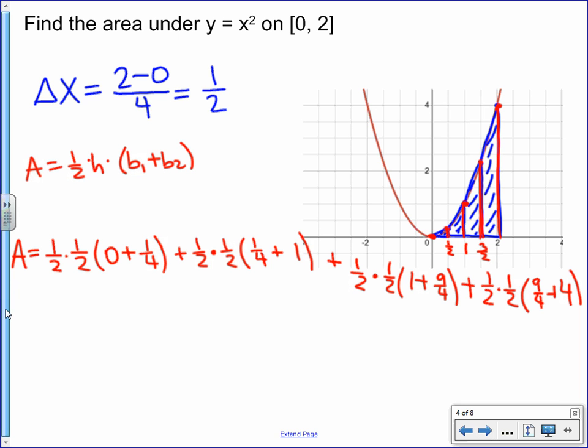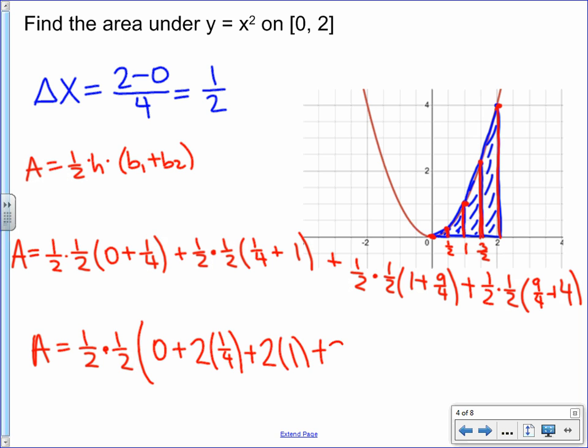So all of these are being multiplied by 1/4 essentially. I'm going to keep it as 1/2 times 1/2. We're going to do the same thing and factor those out. Then we have 0 plus 2 times 1/4, 2 times 1, 2 times 9/4, and 4. So basically all of our inner bases get counted twice.